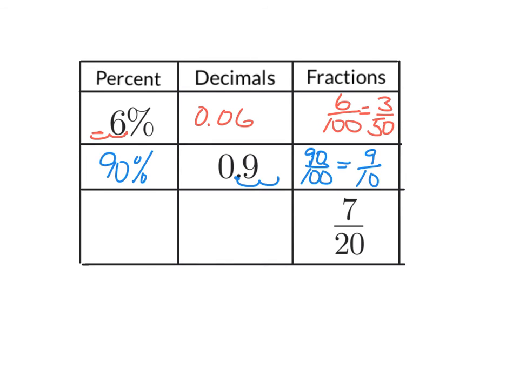Finally, if we are given a fraction and we want to turn that into a decimal and a percent, in order to turn it into a decimal first, you just take 7 divided by 20 and you'll get 0.35. Once it's a decimal, now we move that decimal point 2 places to the right and it becomes a percent.